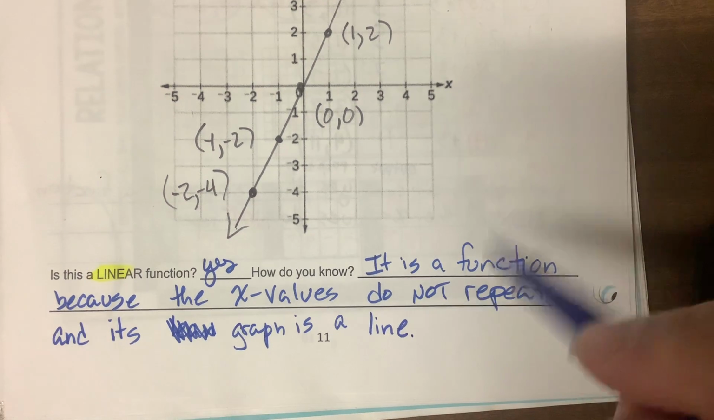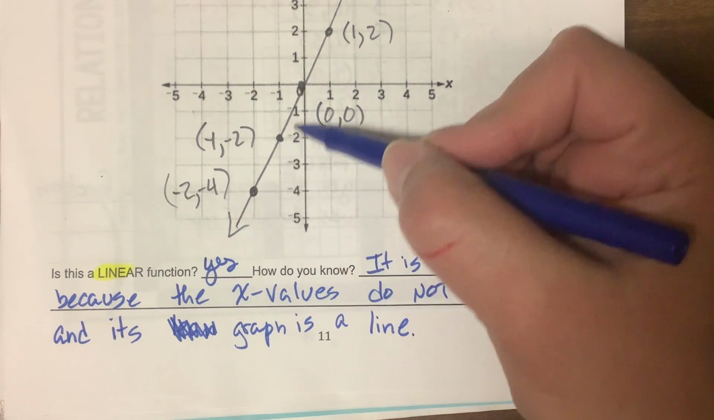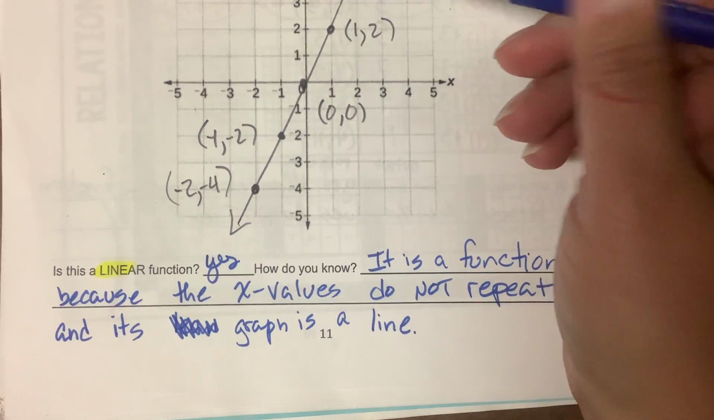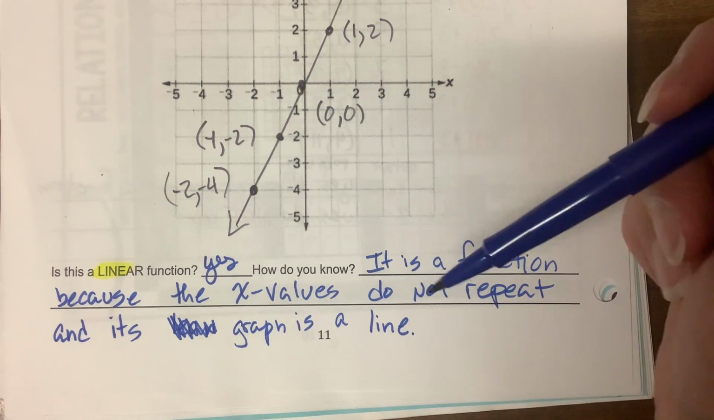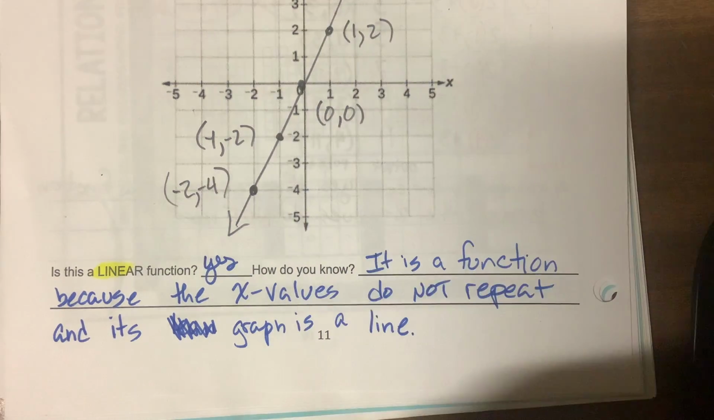So it is a function because the x values do not repeat and its graph is a line. Remember, the thing that you put on the grid is your graph. This line is the graph. These boxes and numbers in the background, that's the coordinate plane. The graph is the line, the background is the coordinate plane.